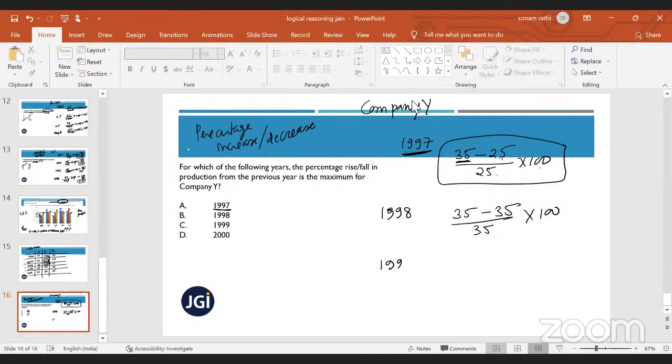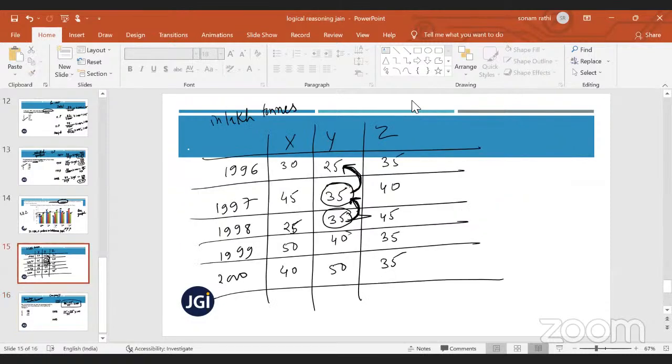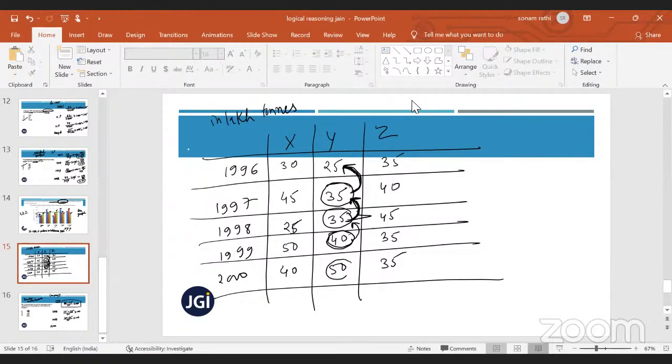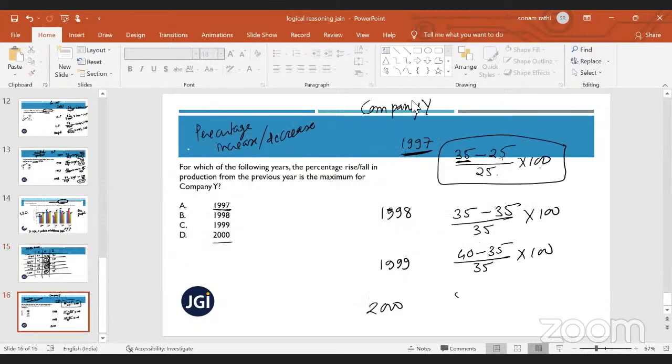For 1999, the value is 40 and the previous year is 35. So 40 minus 35 upon 35 into 100. For 2000, the value is 50 compared with the previous year 40. So 50 minus 40 upon 40 into 100. Is it clear to everyone how you calculate the percentage increase or decrease, rise or fall, with the previous year?